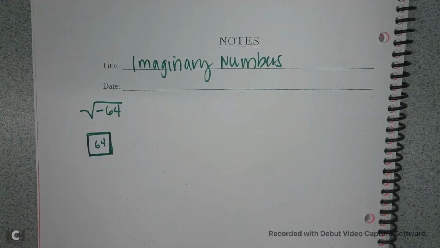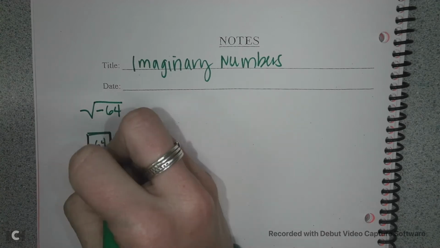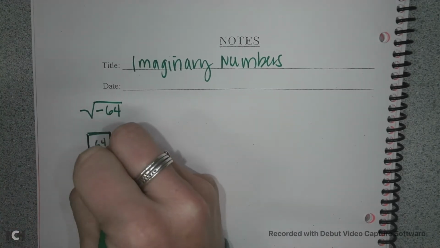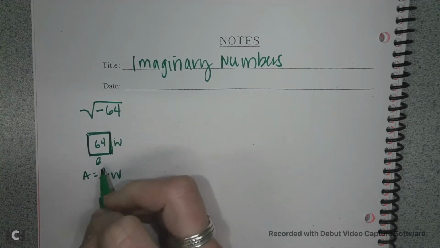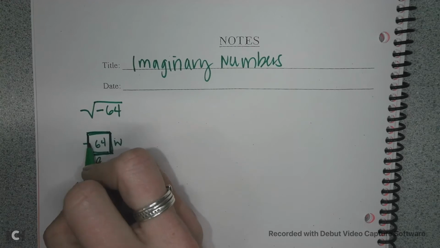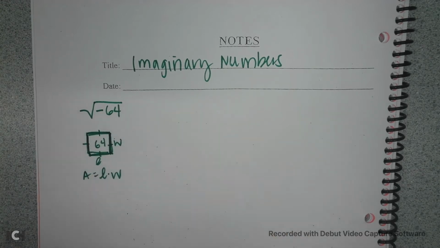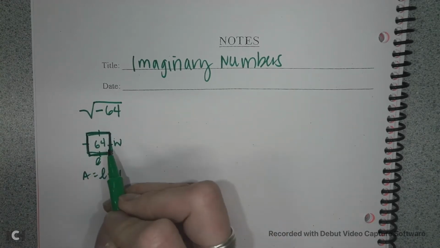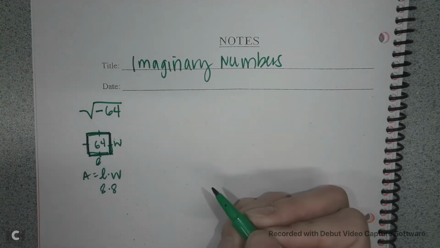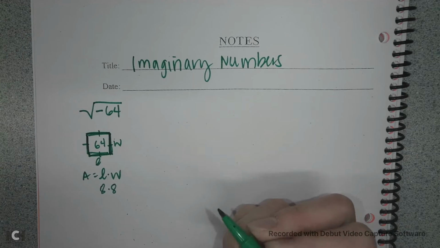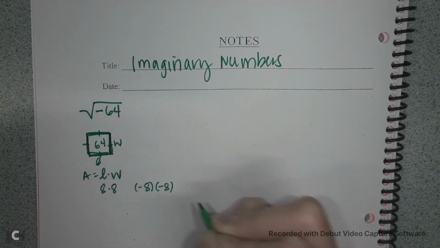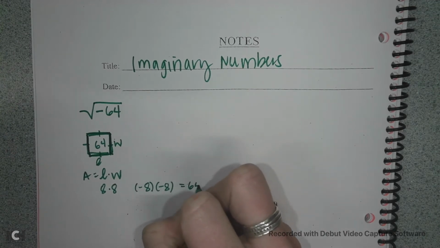So if the area was 64, that would mean the length times the width would give us the area. So area equals length times width. This would have to be the same number because it's a square, and on a square, all of the sides are congruent. They're all equal. I know that if I had 8 times itself, that will give me a positive 64. Or, mathematically, if you had negative 8 times negative 8, you'll also get a positive 64.